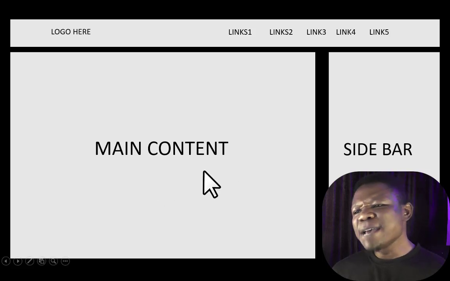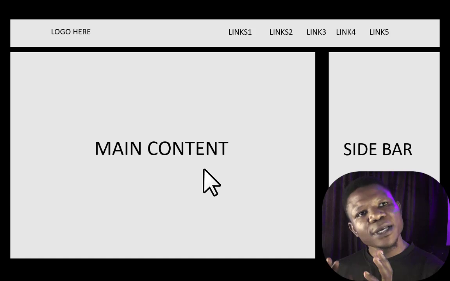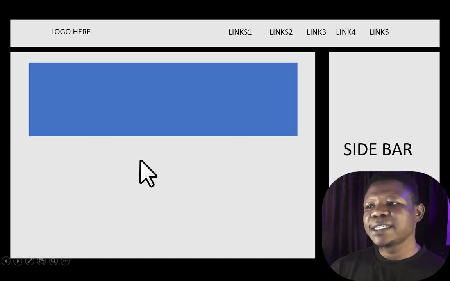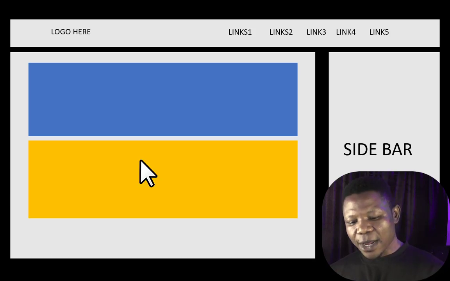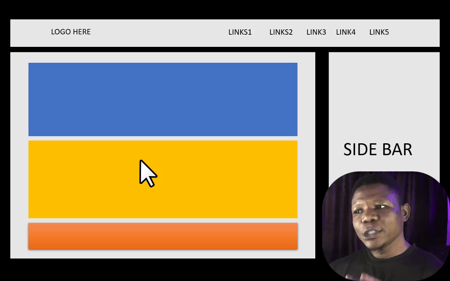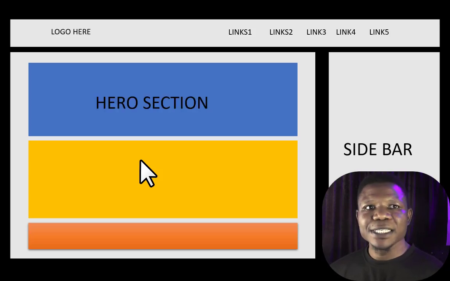Now on this main content is where we want to focus our attention in this tutorial. Now on the main content, you may decide to have a row like this and another row and another row. Okay, so that is when you are designing your main page. So the first row is most times the hero section.